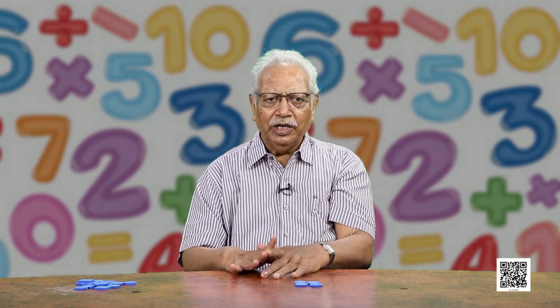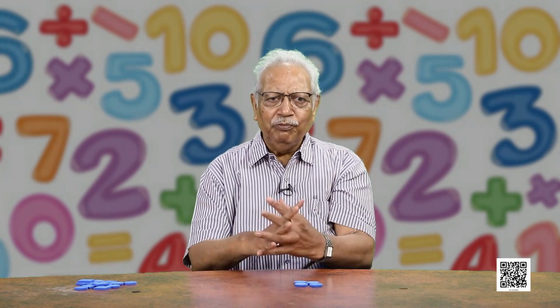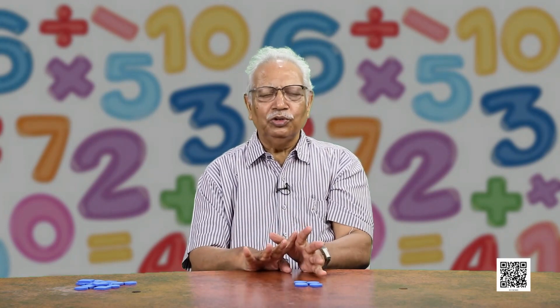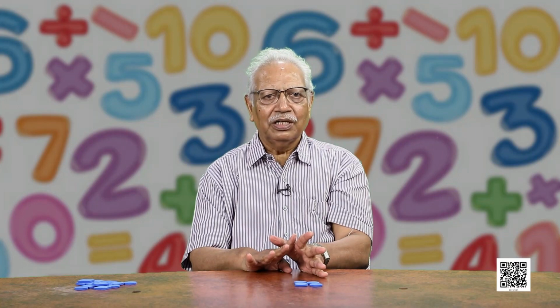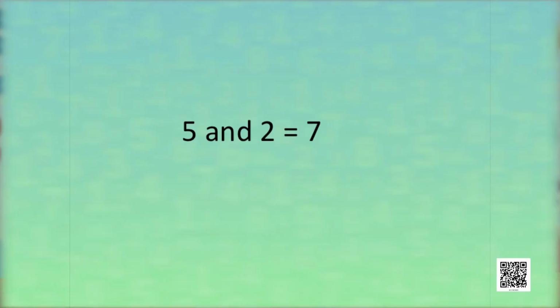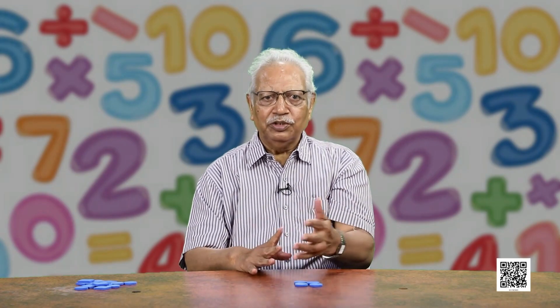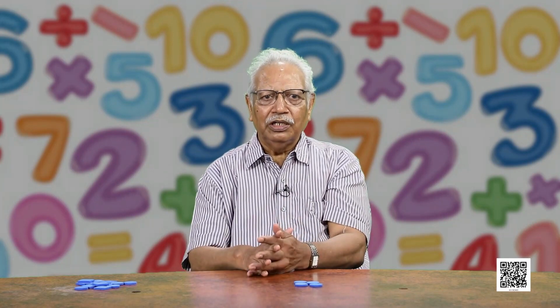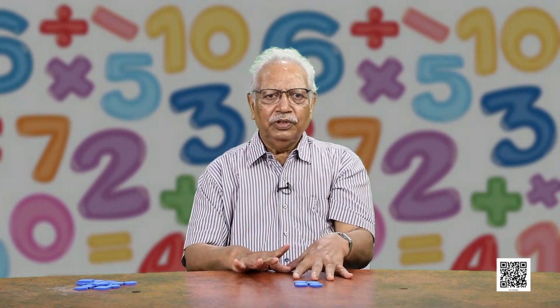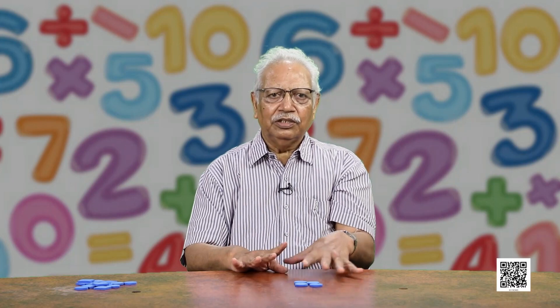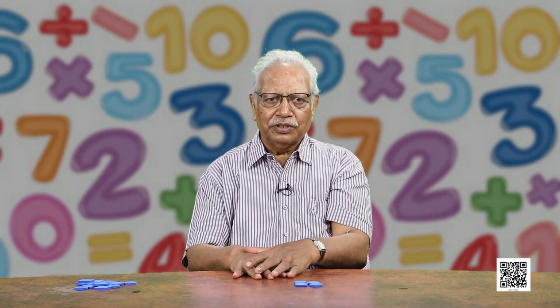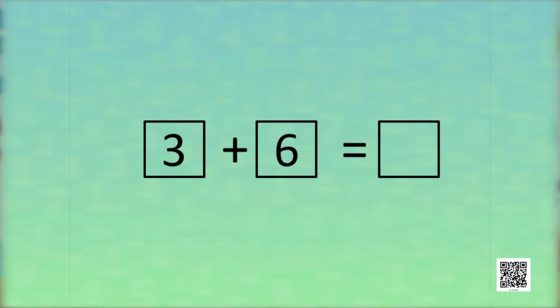And now what we are going to do is, instead of pictures, we are just going to use numbers. For example, 5 and 2 equal to 7, or we can say 5 plus 2 equal to 7. So, from now on we are going to look at the symbols and the numbers. 3 plus 6 equal to what?